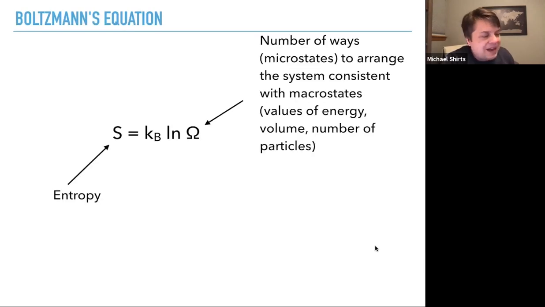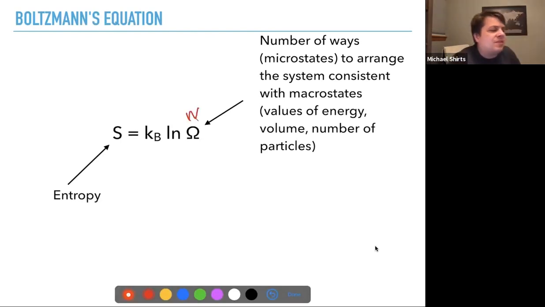So here, entropy is S, how we usually denote it. This omega, sometimes it's written as W as well. They're both the same thing, the number of ways. And we call the number of ways to arrange the parts of the system microstates, consistent with the macrostates, i.e. the value of the energy or the volume or number of particles.